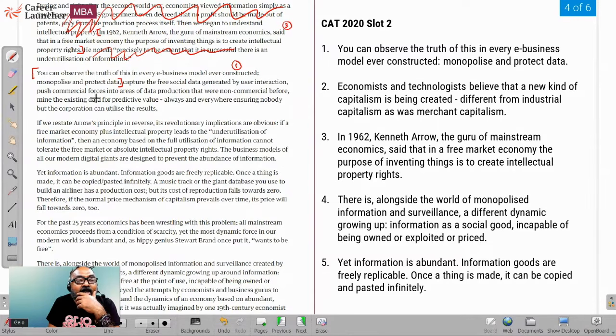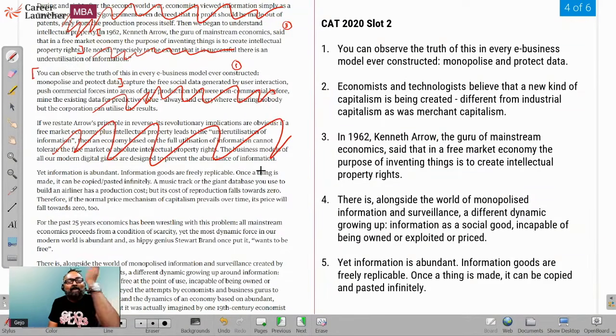Capture the free social interaction data. All these are not needed. I don't need all these sentences. If you restate Arrow's principle in reverse, its revolutionary implications are obvious. If a free market economy plus intellectual property leads to underutilized information, then an economy based on fully utilized information, well, all these are not there.